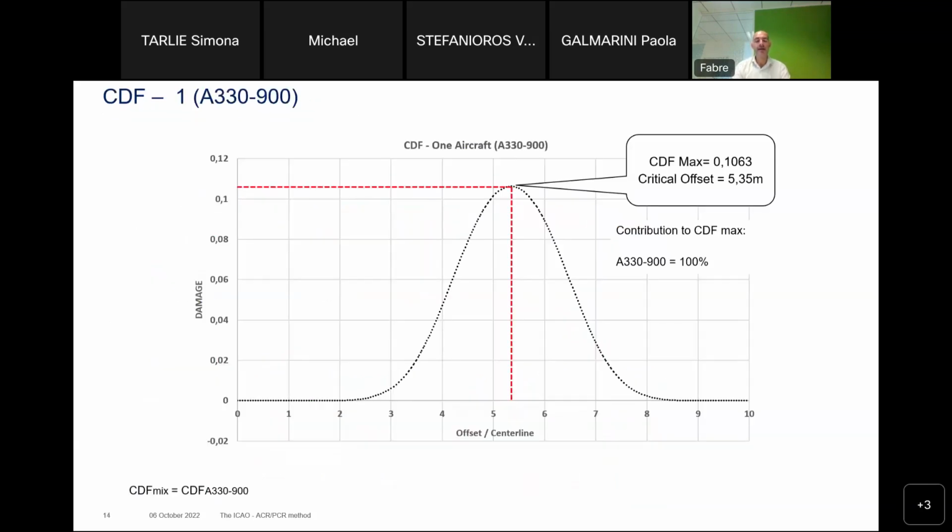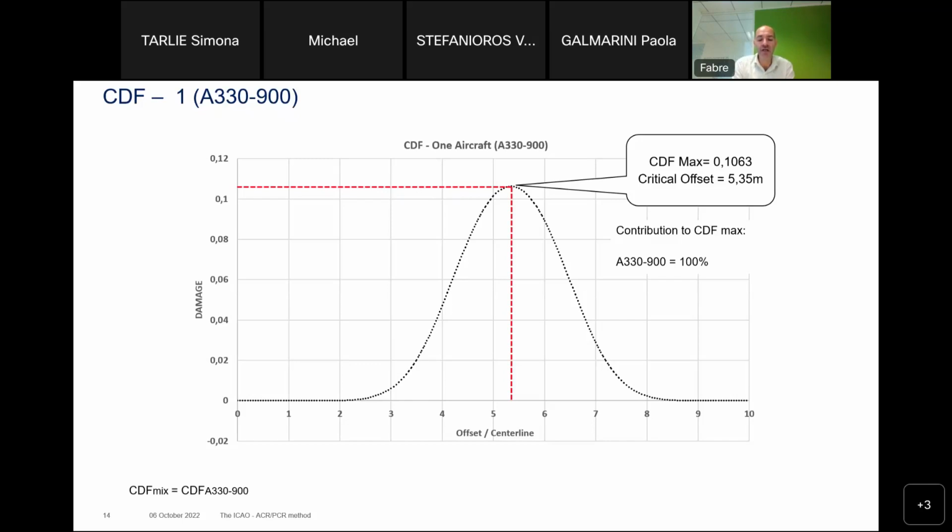So this is, according to this input data, a CDF curve when we add the first aircraft in the list. So the red dotted line identifies vertically the critical offset, which is the location of the maximum CDF, and horizontally the value of the max CDF. So regarding the critical offset, it can also be defined as the location of the max strains and stresses concentration when the aircraft are combined with each other in the mix.